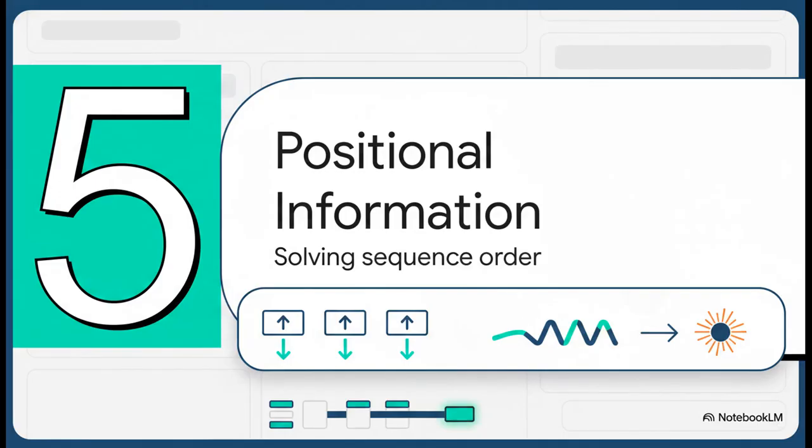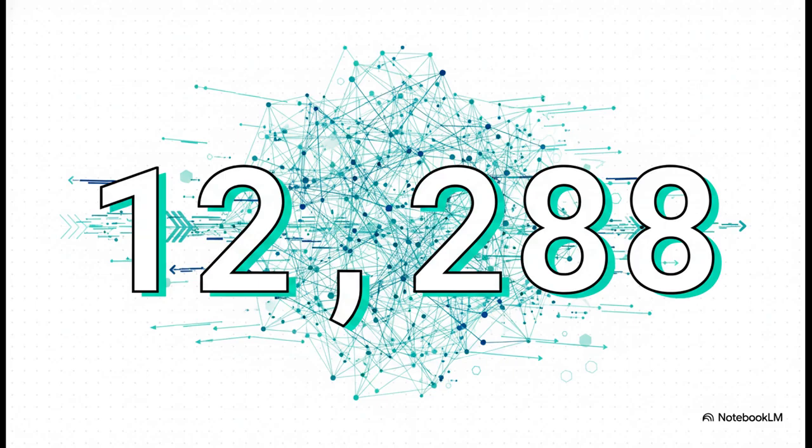Section 5. Adding positional information, solving the sequence order problem. Let's look at the sheer scale of the dimensions here. We initialize an embedding layer with small random weights to convert those discrete token IDs into dense continuous vectors. In massive, state-of-the-art models like GPT-3, these embeddings can be up to 12,288 dimensions long. That massive dimensional space is exactly what gives the model the capacity to capture incredibly deep semantic meaning.